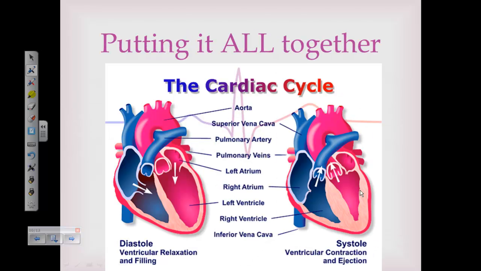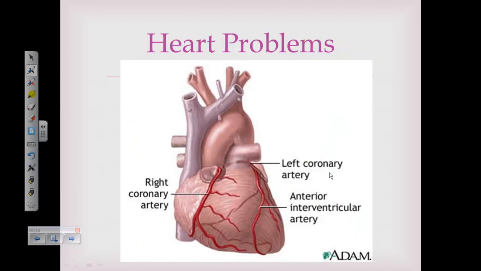Putting it all together, we want to know diastole creates the pressure of 80. We want to know that the AV valves are open, the semilunar valves are closed, and blood is moving from the atria into the ventricles. In systole, we want to know that the ventricles are contracting and a pressure of 120 is created. We want to know that the AV valves are tightly shut, remembering the chordae tendineae preventing inversion, and the semilunar valves are now open.